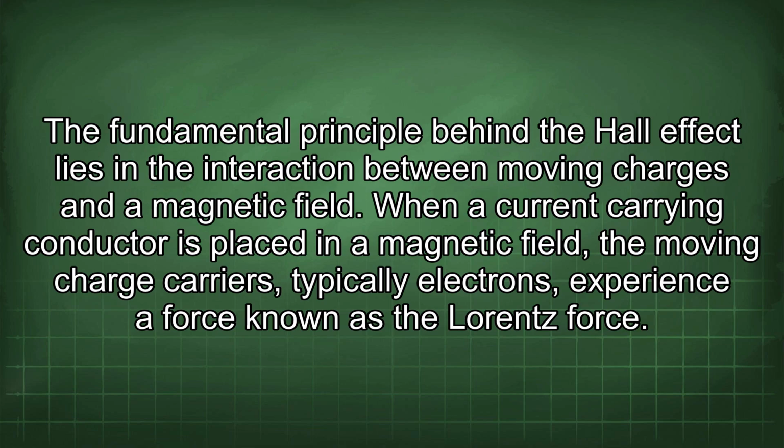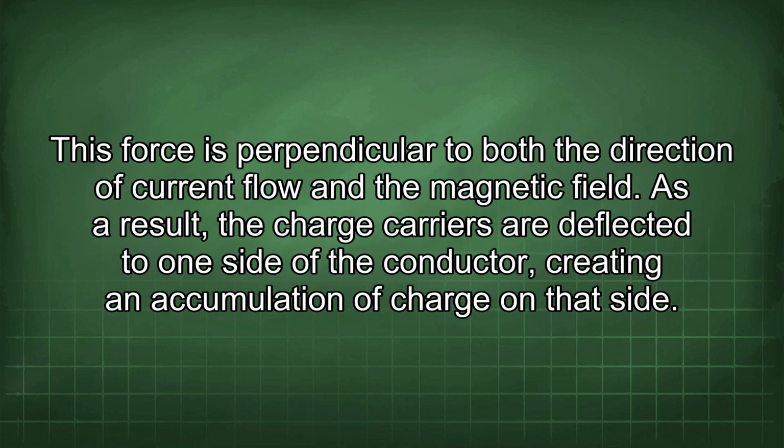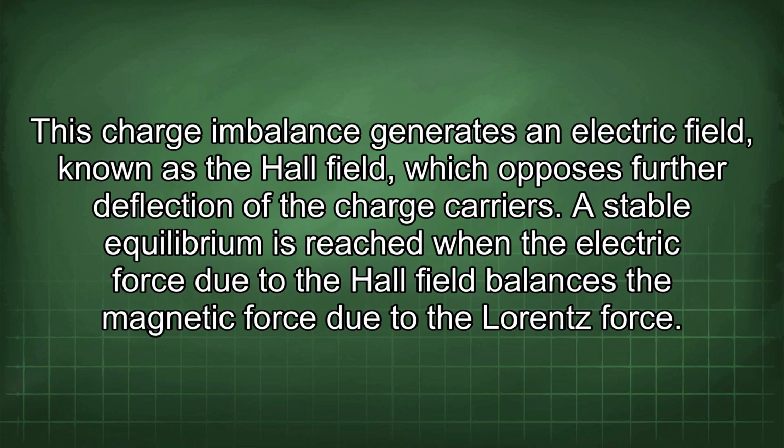When a current-carrying conductor is placed in a magnetic field, the moving charge carriers, typically electrons, experience a force known as the Lorentz force. This force is perpendicular to both the direction of current flow and the magnetic field. As a result, the charge carriers are deflected to one side of the conductor, creating an accumulation of charge on that side. This charge imbalance generates an electric field, known as the Hall field, which opposes further deflection of the charge carriers. A stable equilibrium is reached when the electric force due to the Hall field balances the magnetic force due to the Lorentz force.